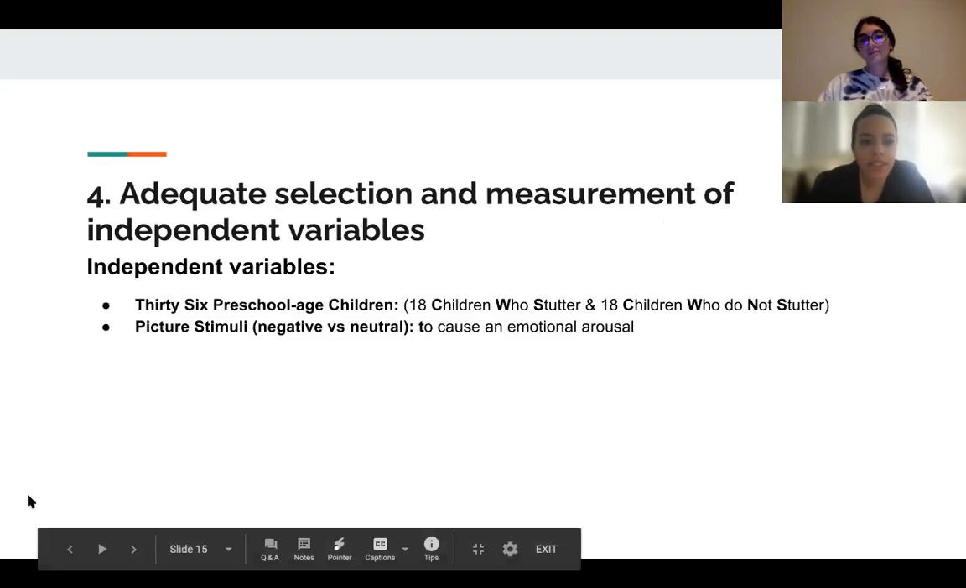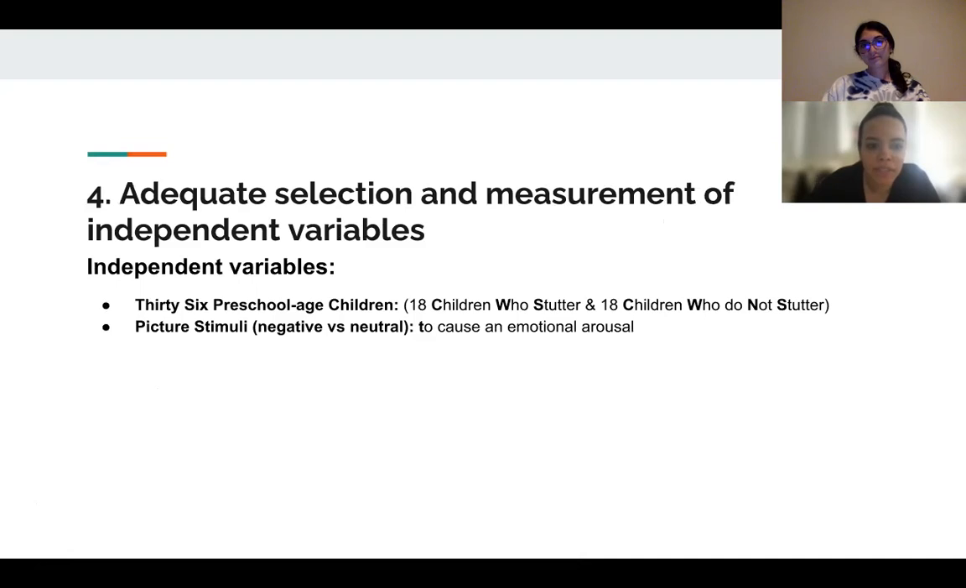Adequate selection and measurement of independent variables. As mentioned prior, the independent variables were the 36 preschool age children, of which 18 stuttered and 18 do not stutter. Also our picture stimuli, which were negative and neutral, were to cause an emotional arousal.